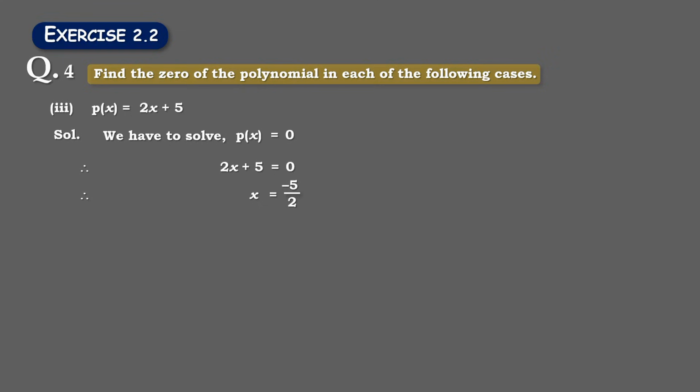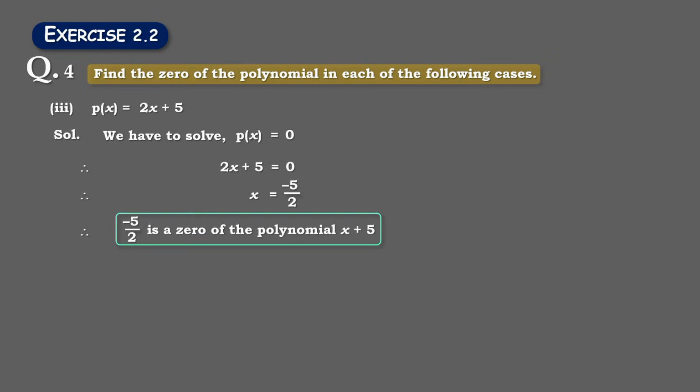First, we subtract 5 from both sides. This gives 2x equals negative 5. Next, we divide both sides by 2. So the value of x becomes negative 5 by 2. Therefore, negative 5 by 2 is the zero of the given polynomial.